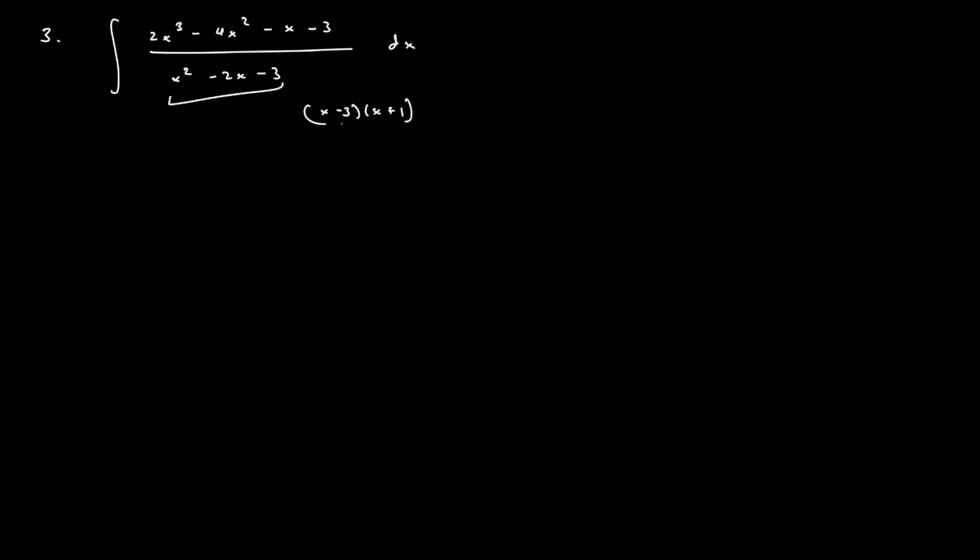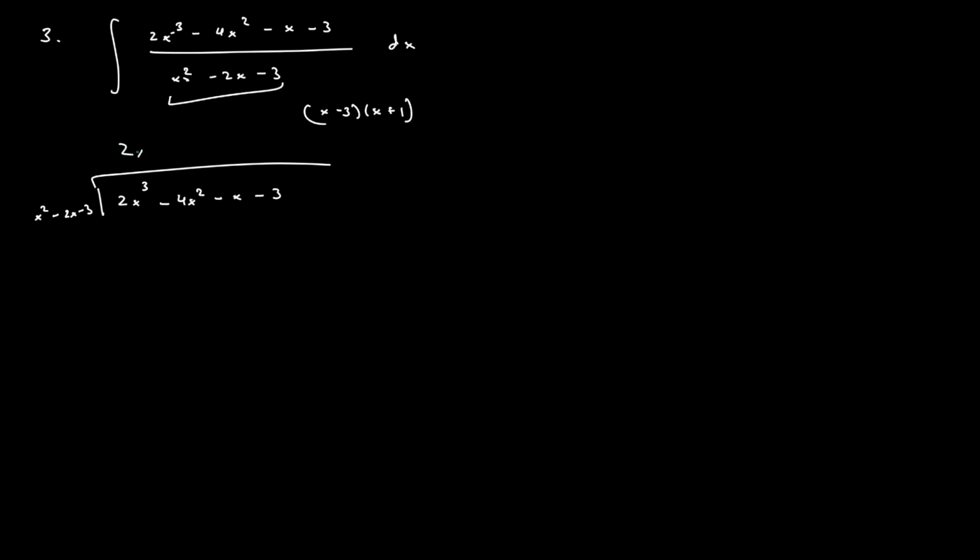relying on partial fractions. But before we can decompose our numerator, notice how the degree of the numerator is greater than the highest degree in the denominator. So before we have partial fractions, we must actually find the quotient, and that will be taken out separately. So we have 2x^3 - 4x^2 - x - 3, and then we are dividing that by x^2 - 2x - 3. So recall long division, and that's exactly what we're doing.